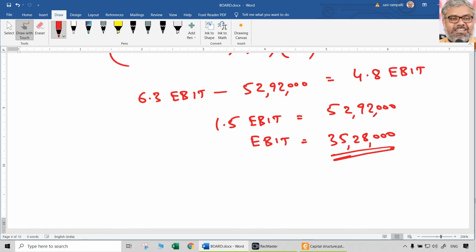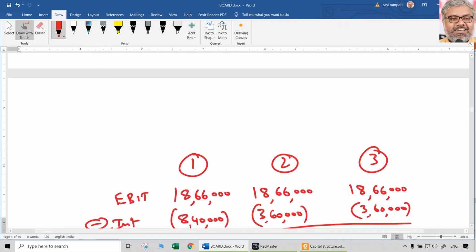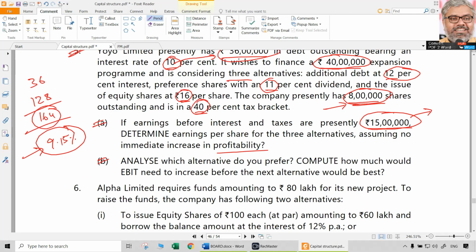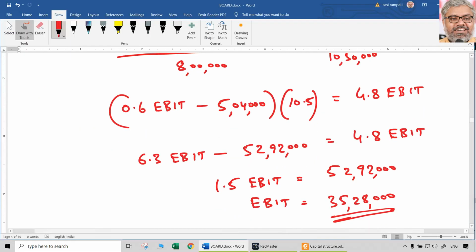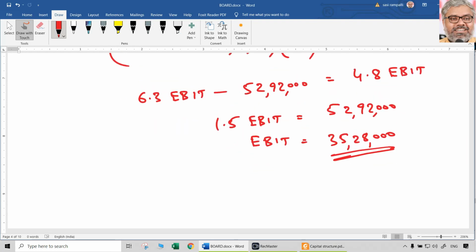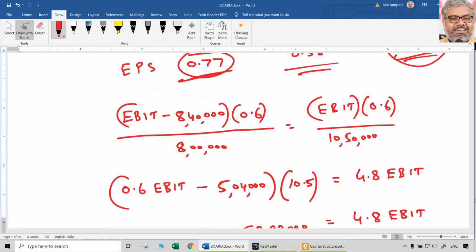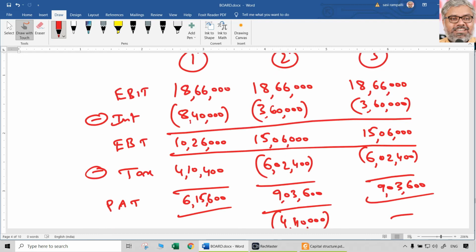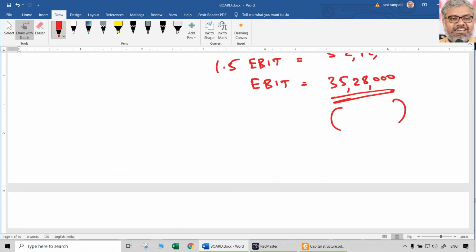That is 35,28,000. What was the EBIT we took? Only 18,66,000. So what was the question? How much would EBIT need to increase before the next alternative would be best? So how much extra EBIT will be required over and above what we already took, so that the next alternative, which is alternative 1, will become best, so that then the graph will change. Then onwards, alternative 1 will be better than equity. So normally in the initial stages, equity will be better. If EBIT increases more and more, then debt will be better. So 18,66,000 is already there. The question is asking how much extra EBIT will be required: 18,66,000.